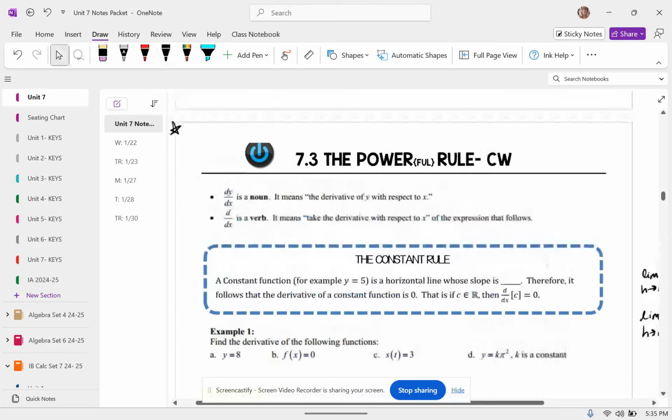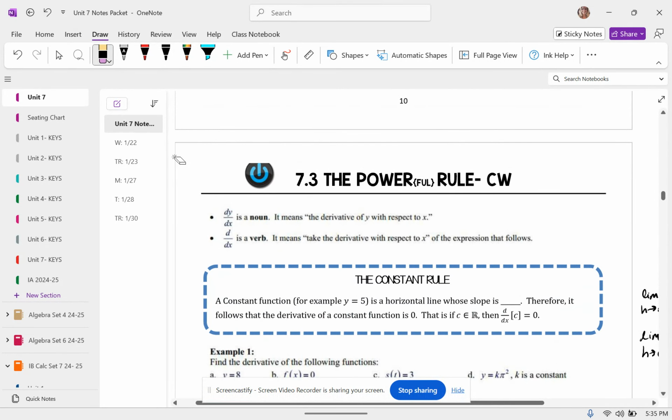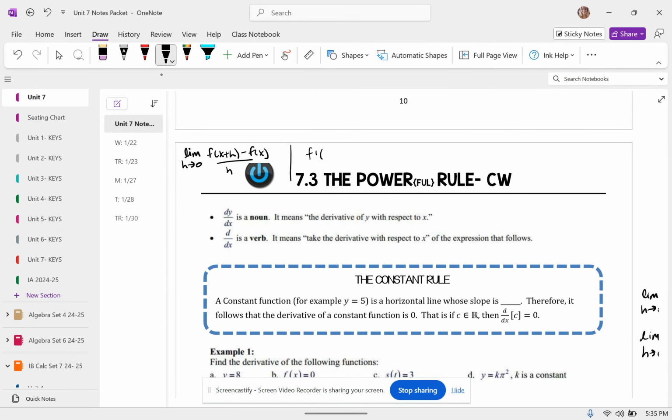Hey guys, so up until this spot, we have learned how to take the derivative using the limit definition of the derivative, or the slope gradient formula. We've also learned how to evaluate the derivative at a specific point to return the slope of the tangent line at any given x along the curve.